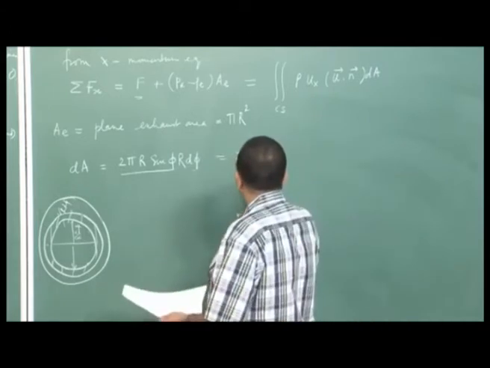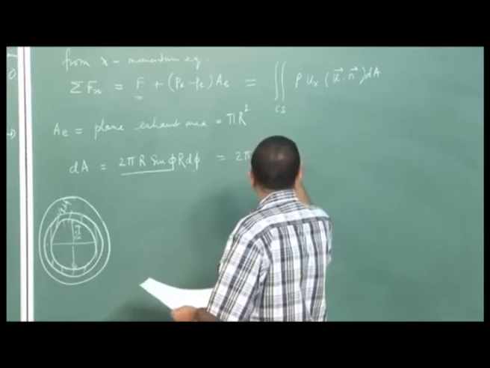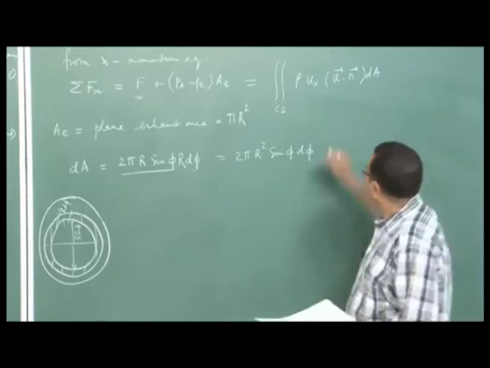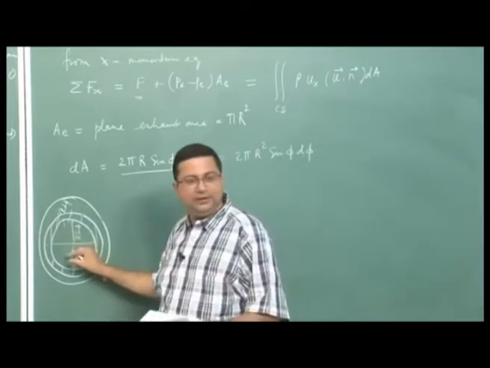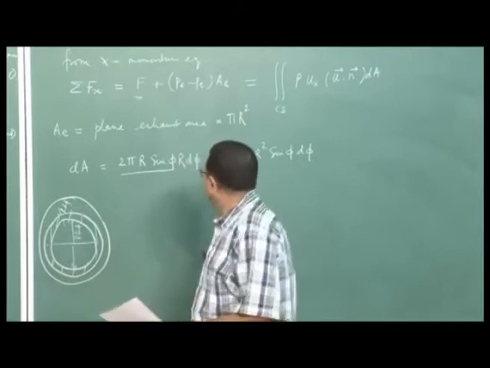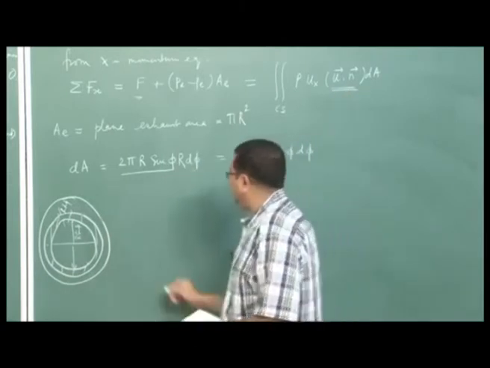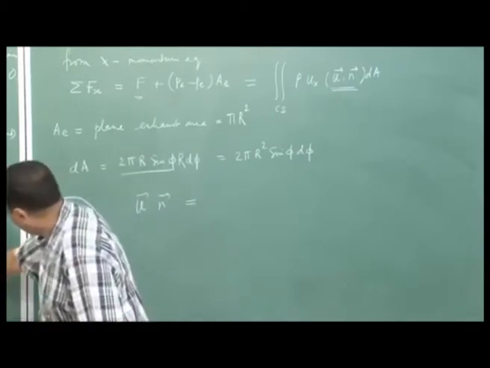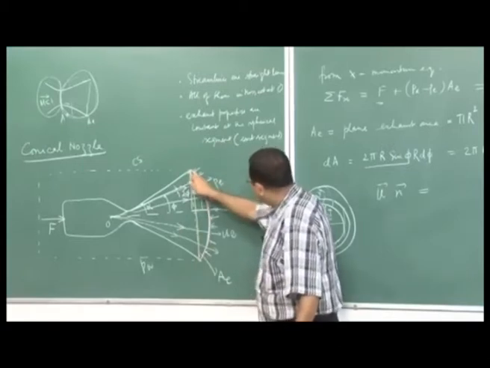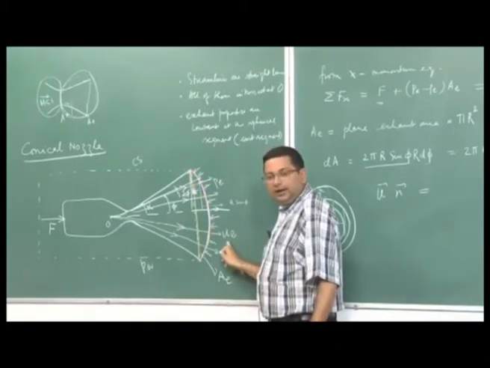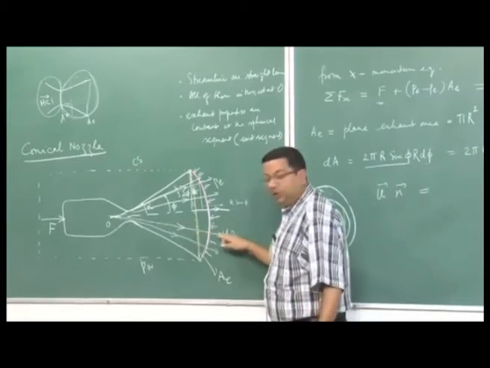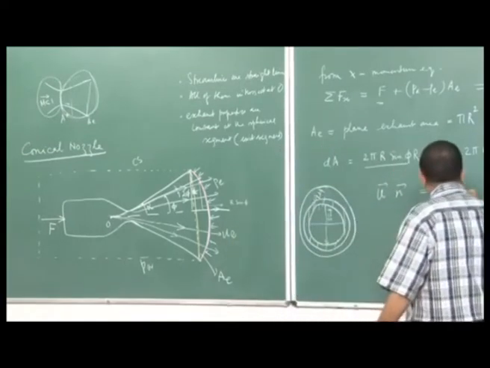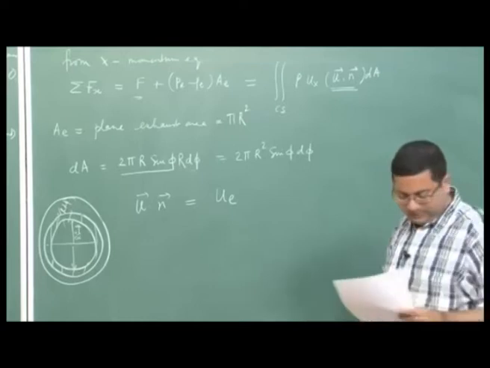Okay. So, this is equal to 2 pi r square sin phi d phi. That is the small elemental area that we are considering, through which the flow is going out. Next, let us look at this term u dot n. In this case, according to our description here, this is the segment through which the flow is coming out, and the streamlines are all normal to this surface, coming with exit velocity u e. So, therefore, u dot n here is my u e, the exit velocity.